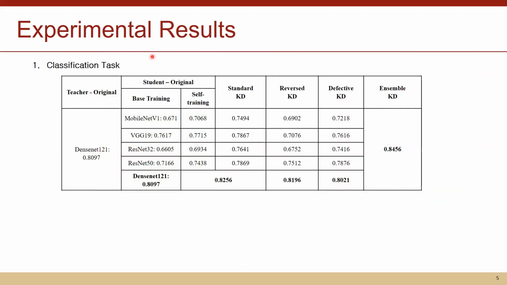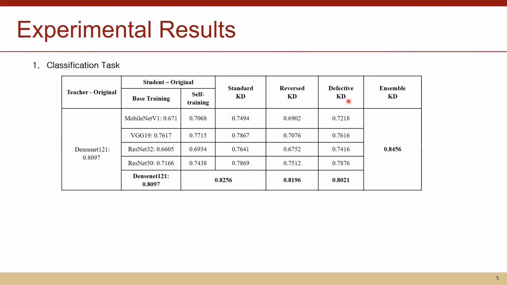As an experimental result, we compare the Ensemble KD with other existing studies. For example, the base training that we apply for the main student models here, and then this is the teacher model. It is a pretty acceptable result, around 0.8 accuracy for the 14-class classification. We also do the self-training or standard KD, and we observe higher accuracy compared to this one, like 0.82, and reverse KD, where the student teaches the teacher models.